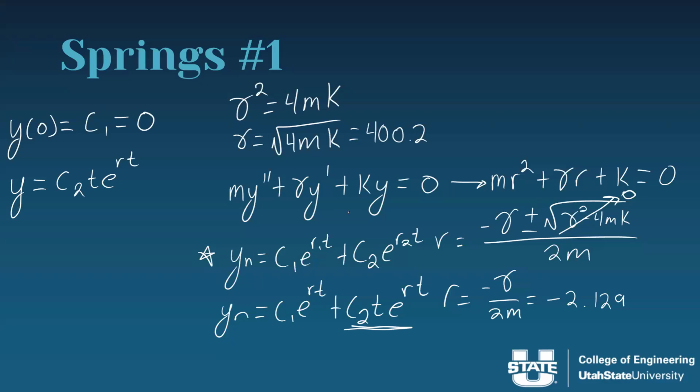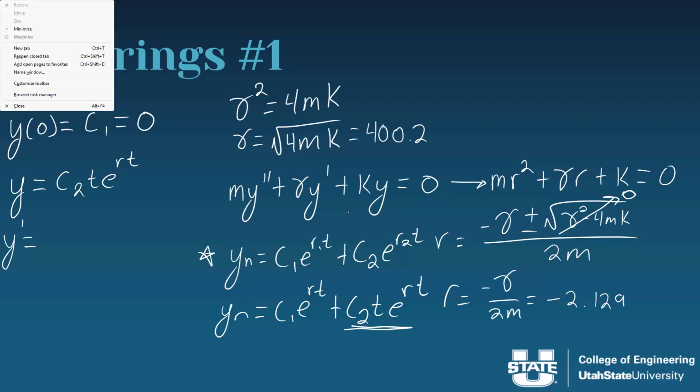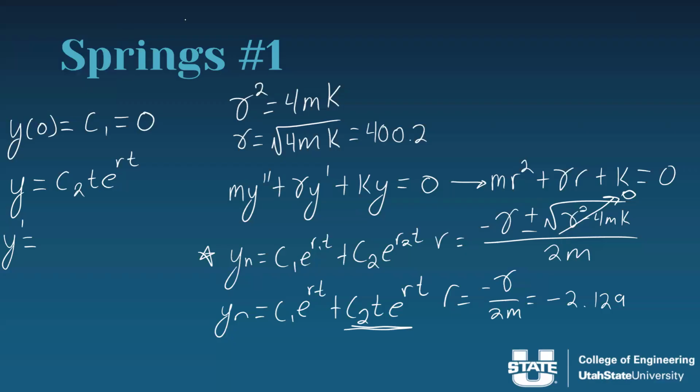Now we still need to find that other C, and how we're going to do that is we need to take the derivative, and we have two functions multiplied together, so we have to use our good friend the product rule. When we do product rule, we're going to get C2 e to the rt plus r C2 t e to the rt.